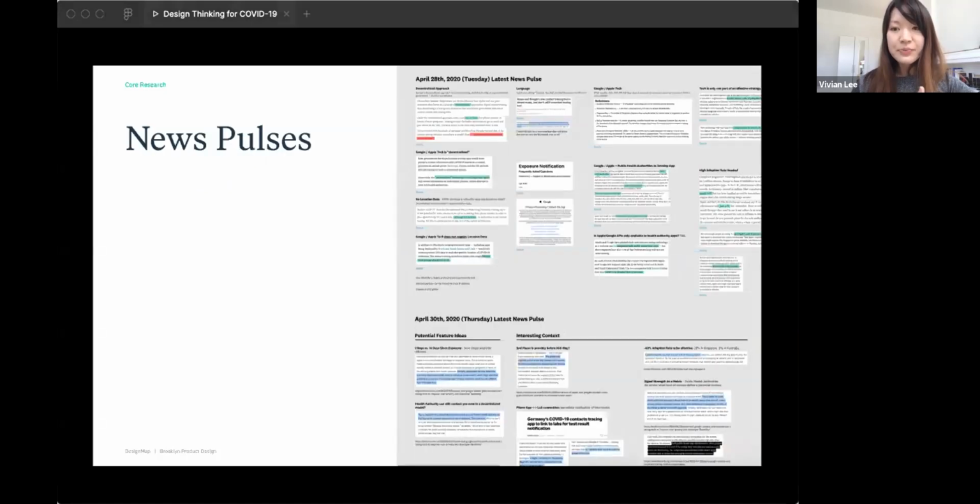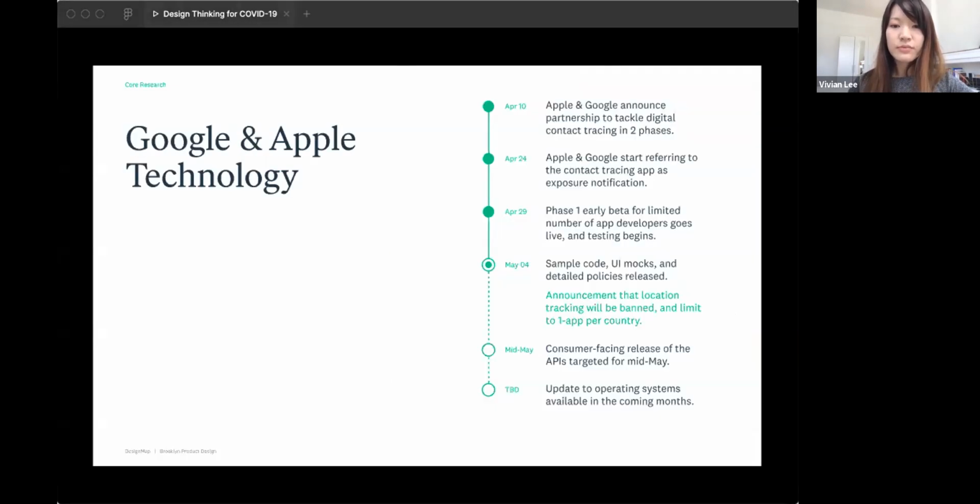We did daily news pulses every morning to stay up to date with the latest contact tracing news. We dealt with constantly changing constraints, and we had to be adaptive to those constraints. Google and Apple have been making headlines daily with their collaboration on what they describe as an exposure notification API. Instead of calling it contact tracing, they call it exposure notification. And going back to our point on constantly changing constraints, one example of a changed constraint that occurred in the middle of developing our report was that Google and Apple announced that they would ban location tracking and only limit one contact tracing app per country.